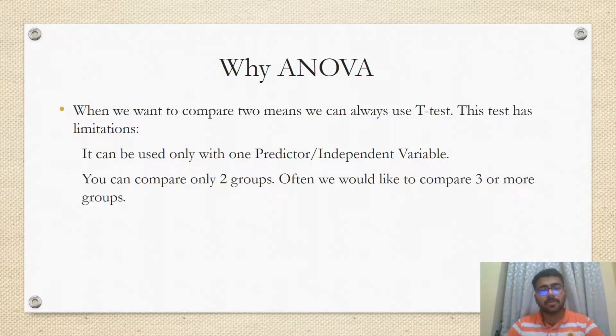The t-test can only be used with one predictor or independent variable. Also, you can compare only two groups in a t-test. Often we would like to compare three or more groups. When we require comparison between more groups, the t-test becomes complex, since we have to keep on testing two groups at a time, so it becomes a difficult process.